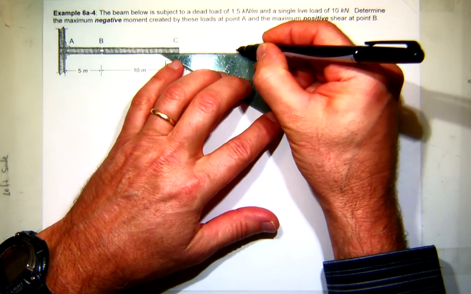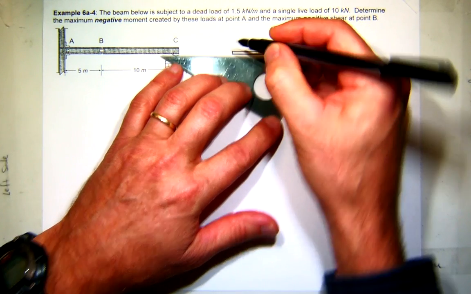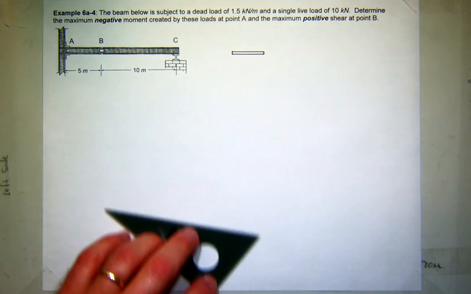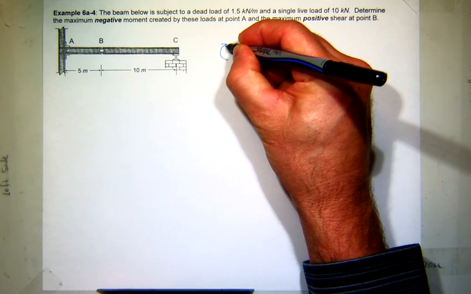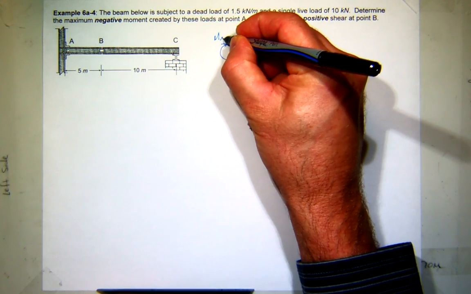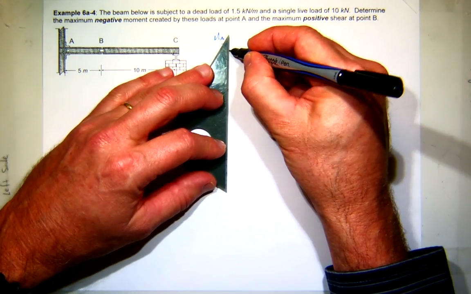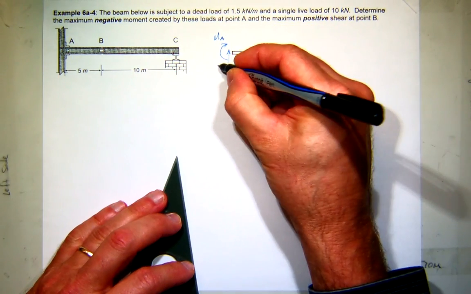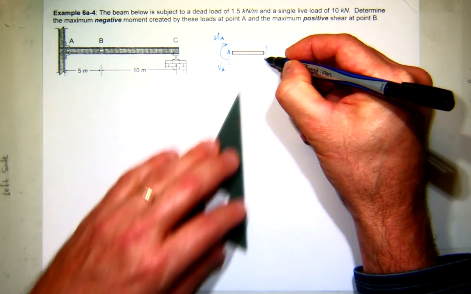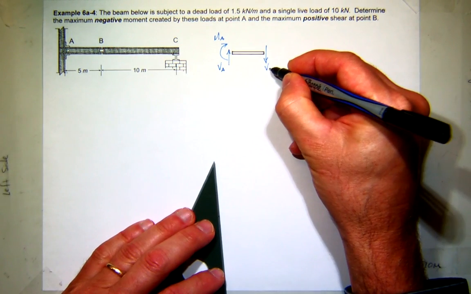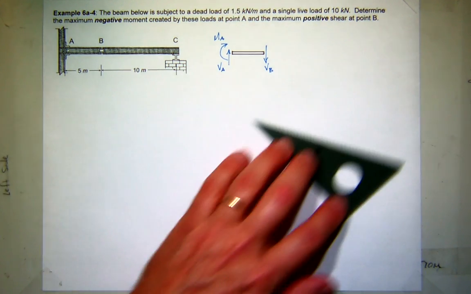So I'm going to draw the free body diagram from A to B. Now, since I'm trying to find the moment at A, that's the piece I need. So there's my moment at A. I'll go ahead and put that, I would have a shear at A. At B, I also have a shear. And then there's the matching piece.